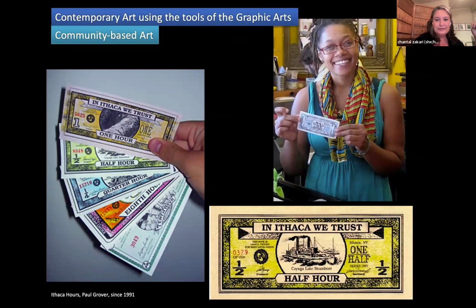Paul Grover, together with the residents of Ithaca, New York, developed Ithaca Hours, an alternative payment system that has been created to preserve the local economy. So these bills would not work at a Starbucks, but instead at the local coffee shop in Ithaca. So if you get paid in Ithaca Hours, you're supporting the local economy.